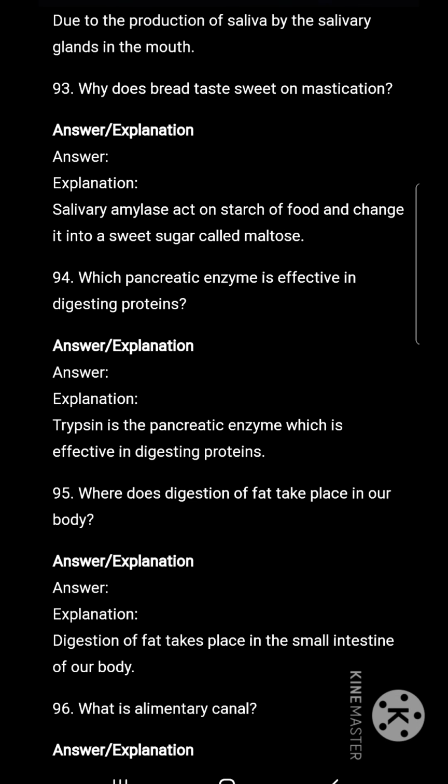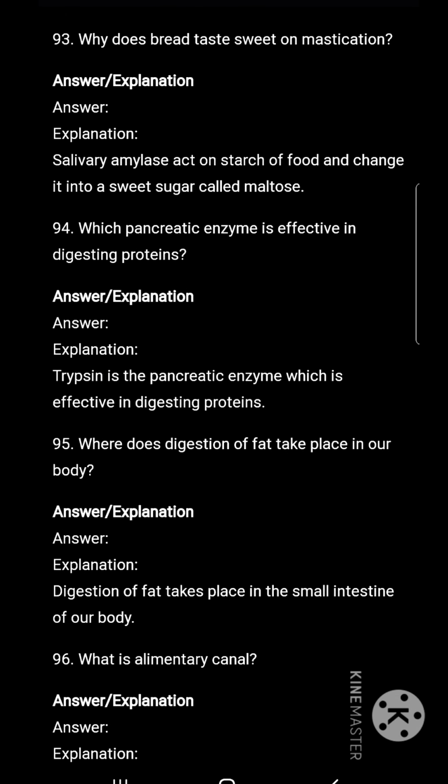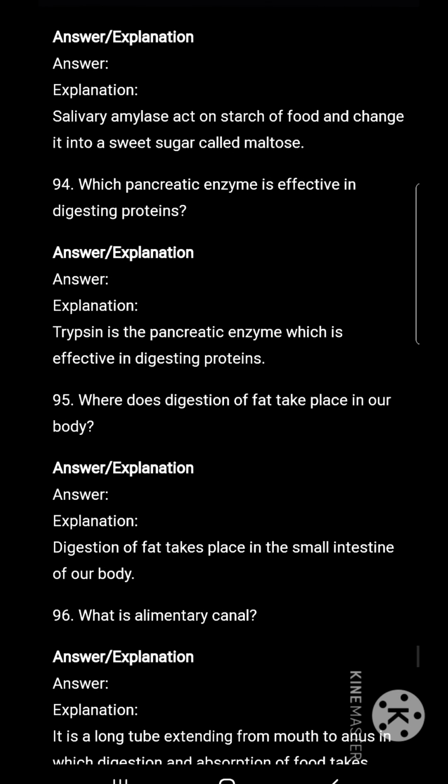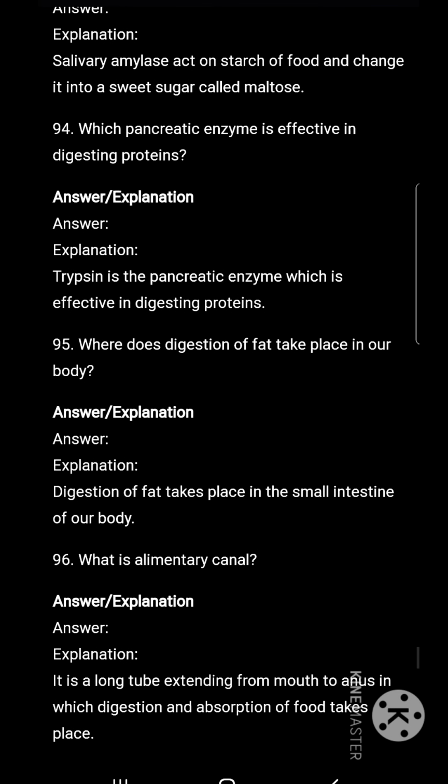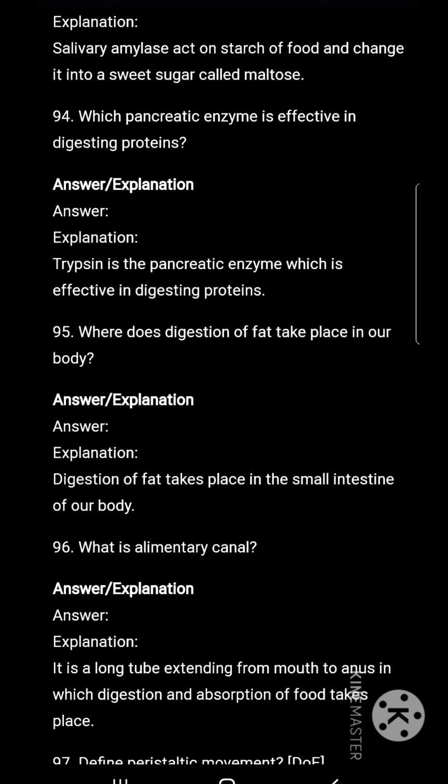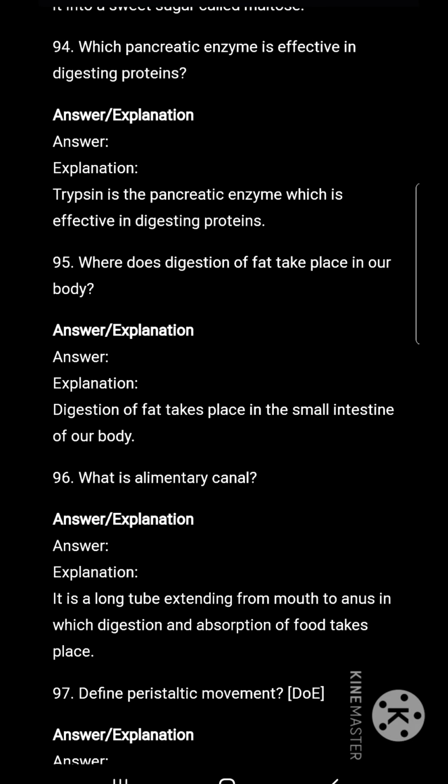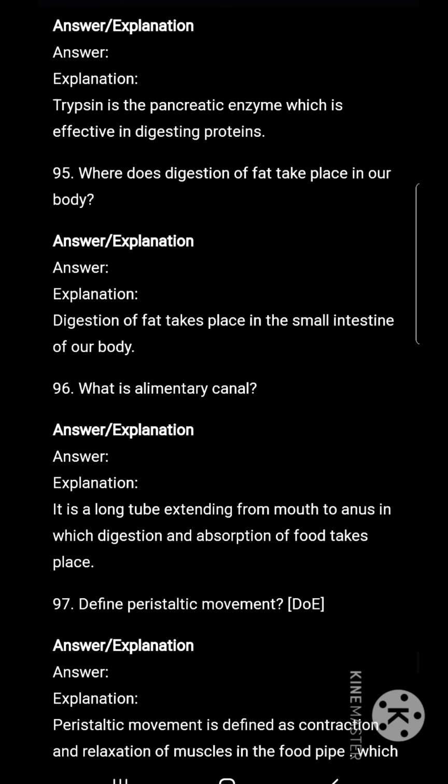Why does bread taste sweet on mastication? Salivary amylase acts on starch of food and changes it into a sweet sugar called maltose. Which pancreatic enzyme is effective in digesting proteins? Trypsin is the pancreatic enzyme which is effective in digesting proteins.